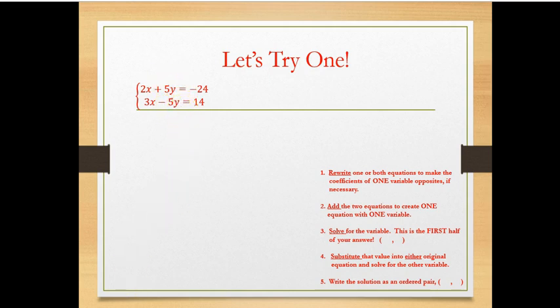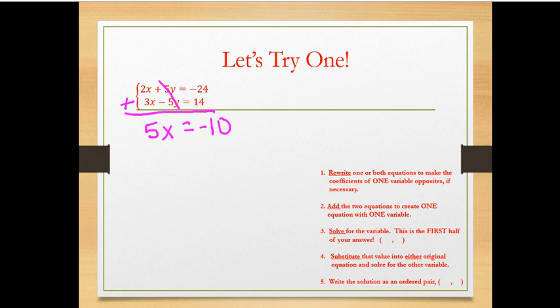Okay, so next you're going to add your two equations together. All that means is that you go through and you add each column. Negative 24 plus 14 is going to leave us with negative 10. 5y minus 5y will cancel out your y term. 2x plus 3x leaves me 5x. So now we have an equation with one variable. We need to solve for that variable. We want to solve for x.